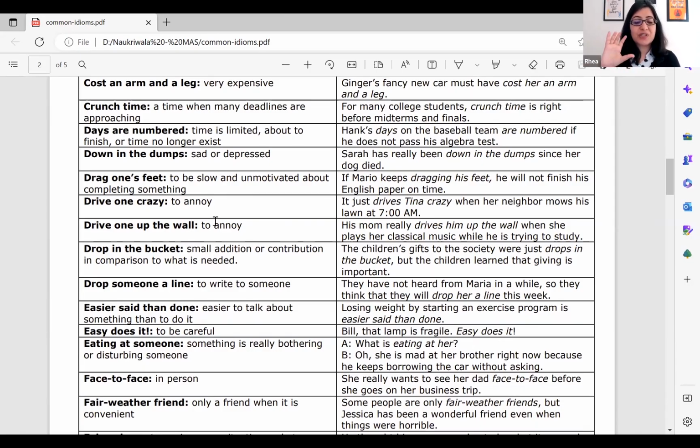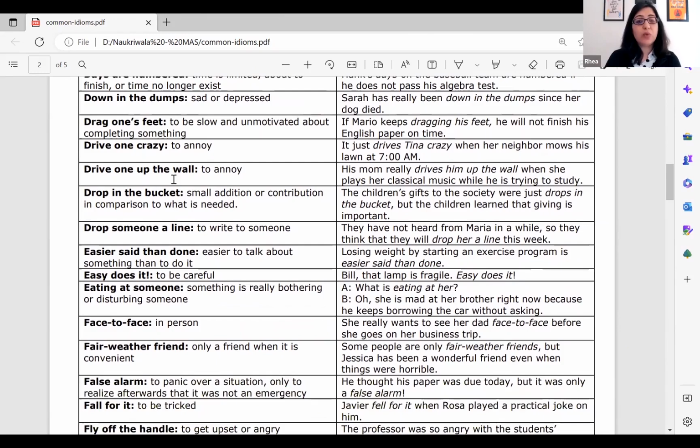So this means this person is driving me crazy. It means this person is really annoying me a lot. Drive one up the wall also means to annoy. So his mom really drives him up the wall when she plays her classical music while he is trying to study. Okay. Moving on, drop in the bucket.